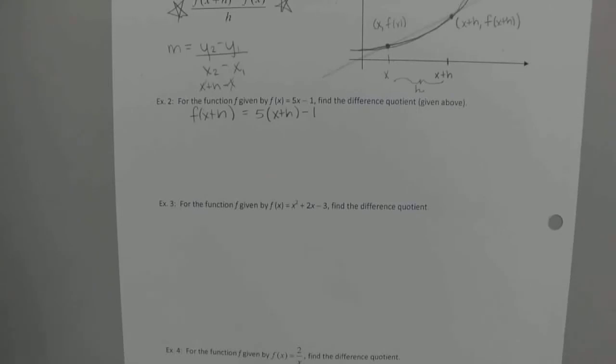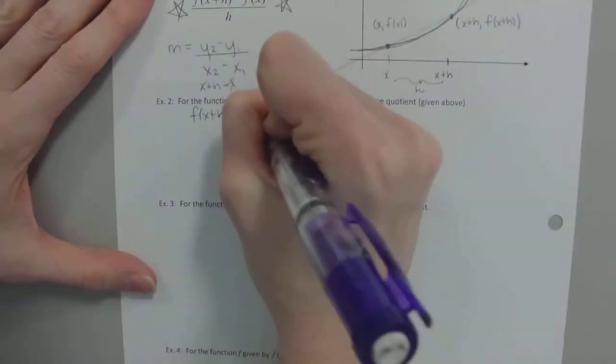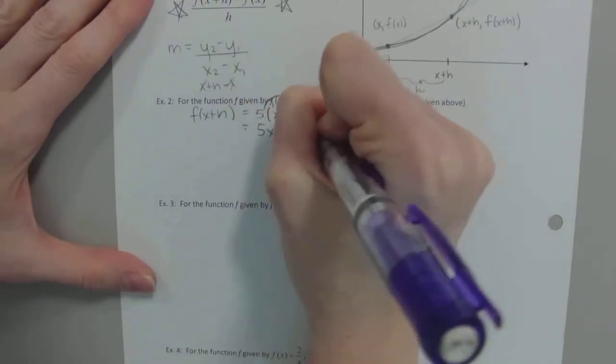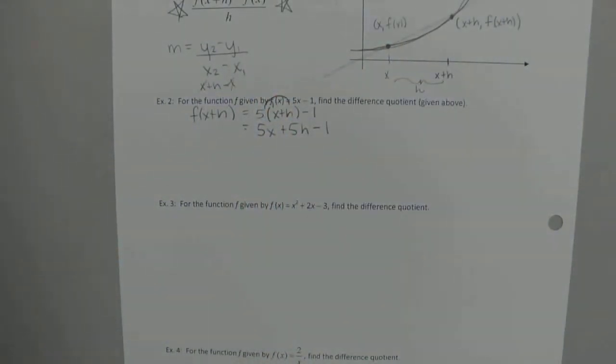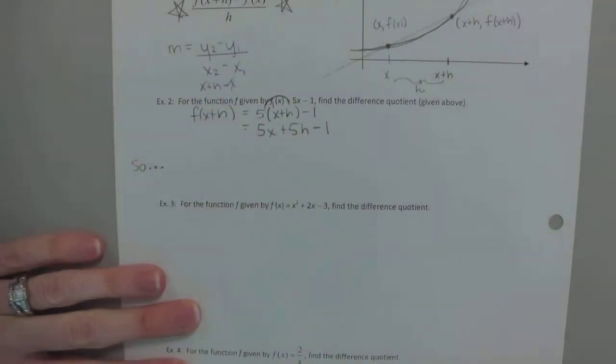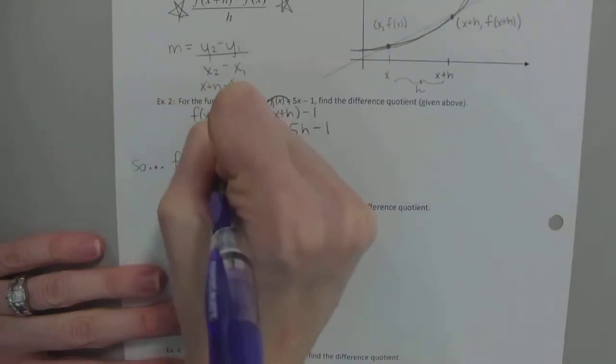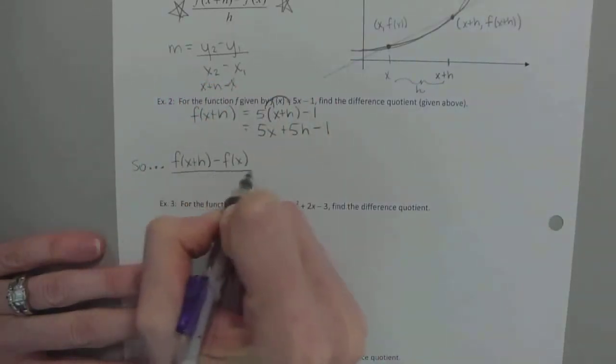So what do you think our next move is, just so we can have it cleaner and we can do math with it? Distribute. You rarely want to keep parentheses there when you're trying to compute, okay? So we're going to distribute the 5 here and the 5 here. So that leaves us with 5x plus 5h minus 1. So guess what we just found, guys? We just found what f of x plus h is. If f is 5x minus 1, f of x plus h is 5x plus 5h minus 1.